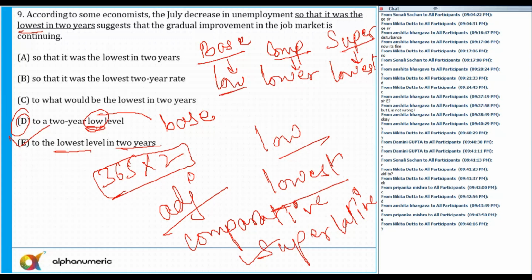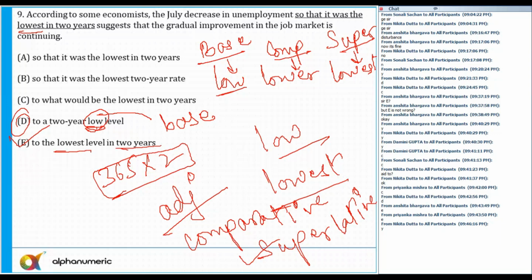Over here, low is the base form of the adjective. The base form of the adjective is only used when you want to just mention a quality without comparing that quality with somebody else, with something else. Because you are not comparing this level with any other level, it does not give me the indication that it is the lowest level. That means the level has never been this low. That is why number D is not right. Answer for this question should be E.